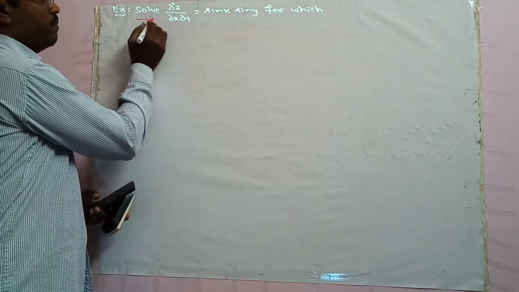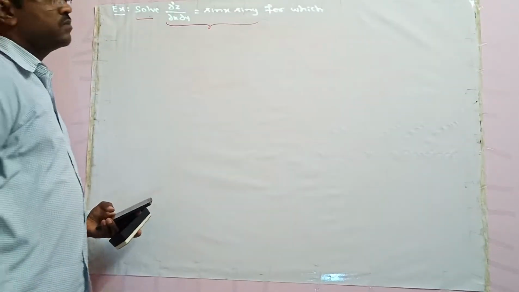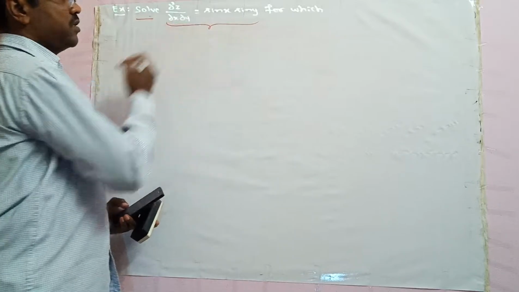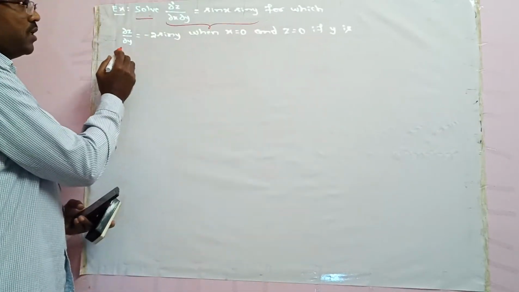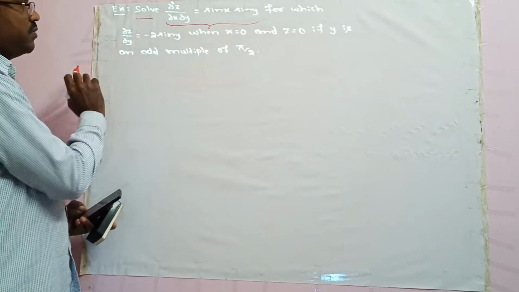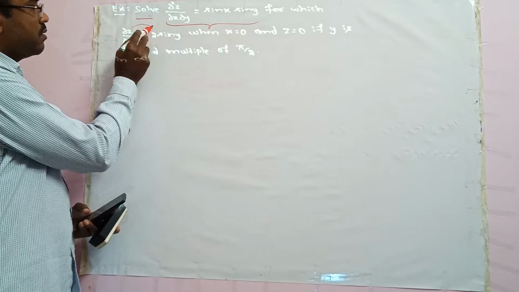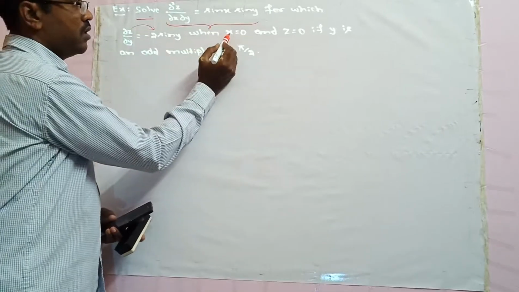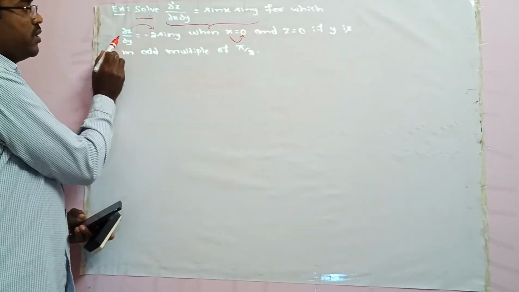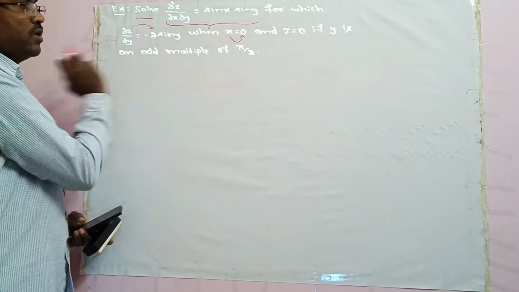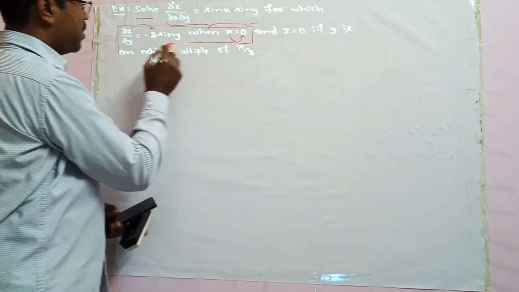Let us solve one more problem. We need to solve this partial differential equation by direct integration, for which they have given two conditions here. Let us see what the conditions are. The value of dou z by dou y is this when x is 0. For x equal to 0, the derivative value dou z by dou y is this. This is one condition they have given.